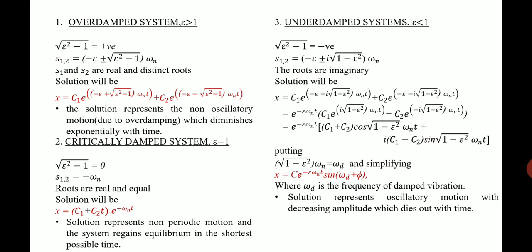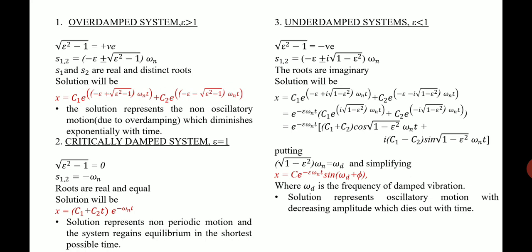So that will be the roots in this case. Since the roots are imaginary, there are two distinct roots, so the solution will be c1 e raised to s1t, where s1 is equal to minus epsilon plus i into root of 1 minus epsilon square, plus c2 e raised to s2t, where s2 is equal to minus epsilon minus i into root of 1 minus epsilon square.